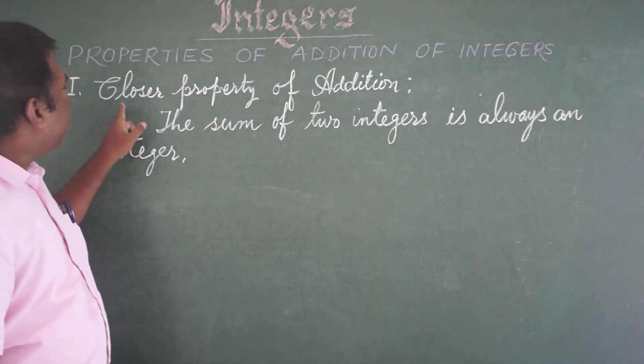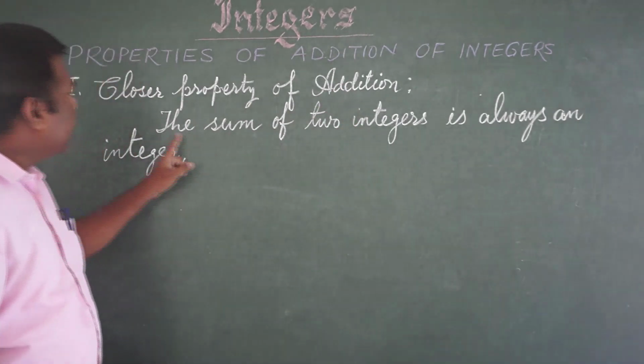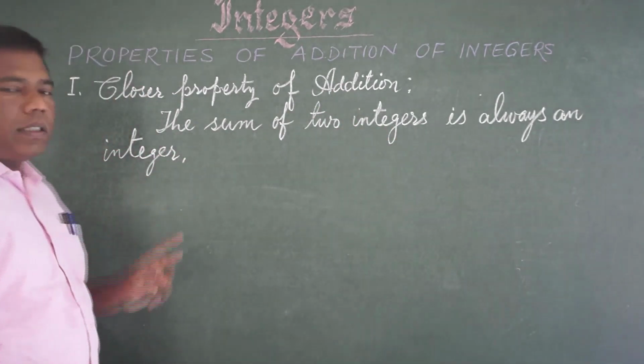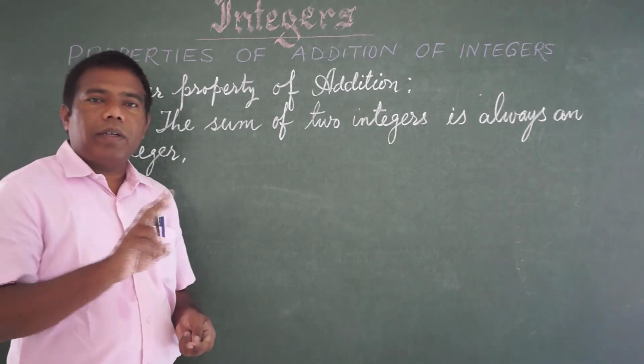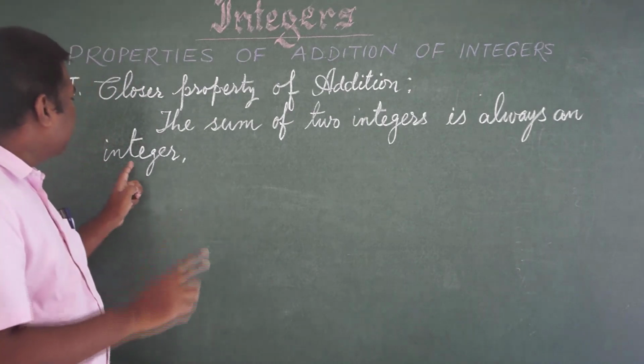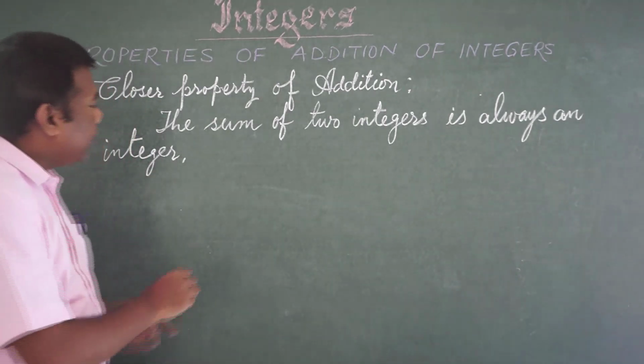The first property we have is the closure property of addition. This is called, and what is it? The sum of two integers is always an integer. It means if you have two integers and you add them, you will always get a sum, and that will be an integer. We will see with some examples.